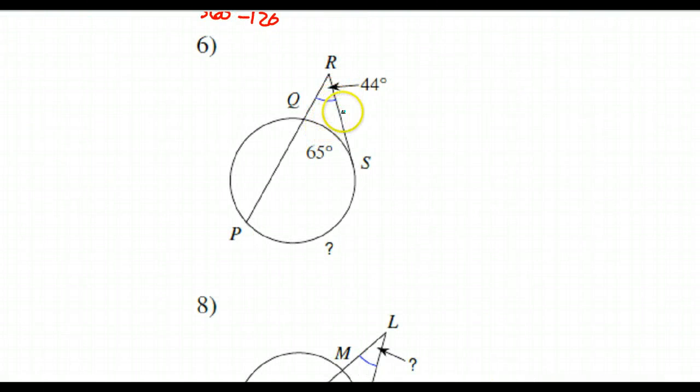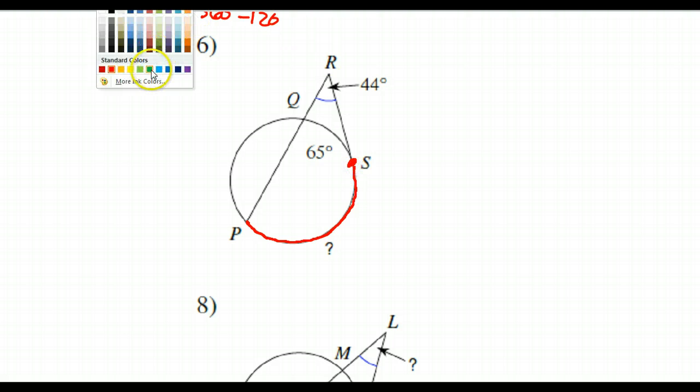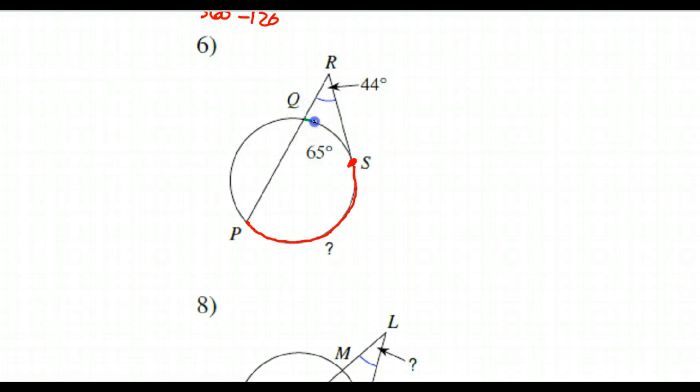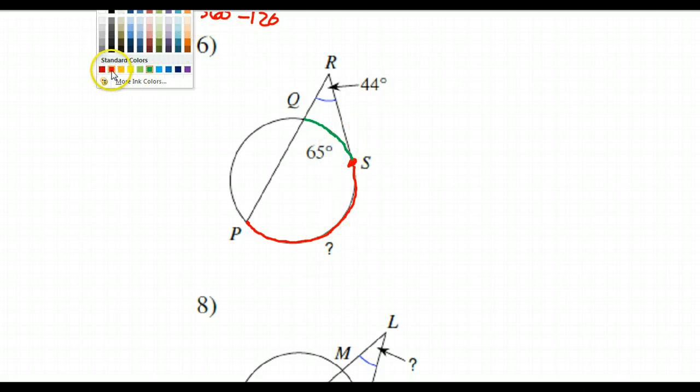Okay. This one's not too bad. Notice how I always put a dot here at the point of tangency, so you can easily see where one arc stops and where the other begins. It's always at the point of tangency. So anyway, here is the big arc, which for some reason I like to show in red, and here is the small arc in green. Okay, and we are supposed to find the big arc, and we're given everything else.